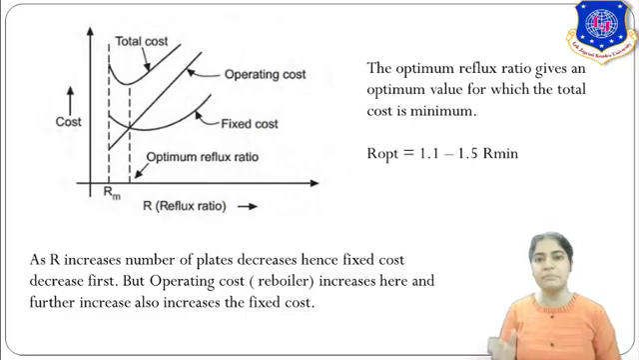So you have to find the minima. You have to operate a column at that reflux ratio at which your total cost is minimum. When the total cost is minimum, that is your optimum reflux ratio. Analytically, your R optimum is 1.1 to 1.5 times your R minimum. So in the exam they can ask you to find the optimum reflux ratio. First you have to find the minimum reflux ratio, and then you have to use this equation that your optimum reflux ratio is 1.1 to 1.5 times your minimum reflux ratio.